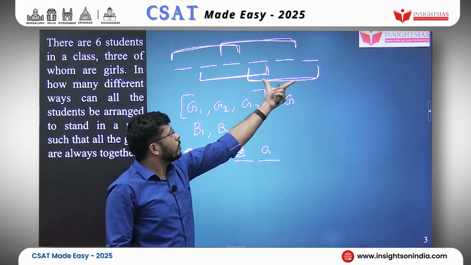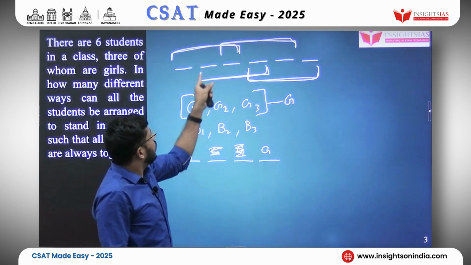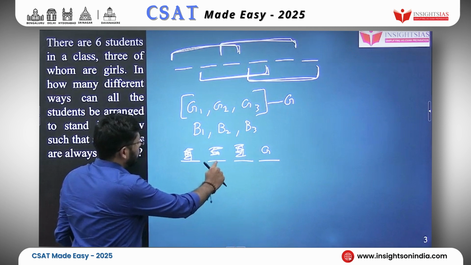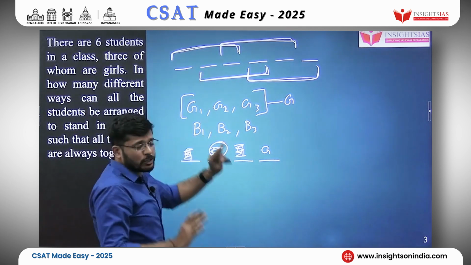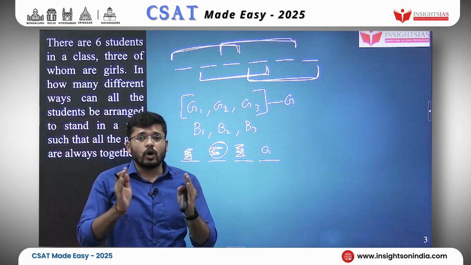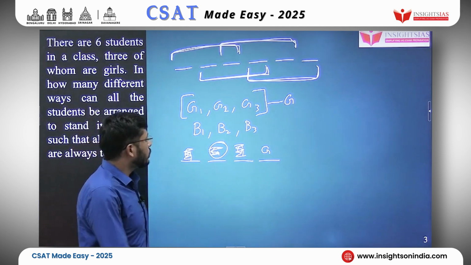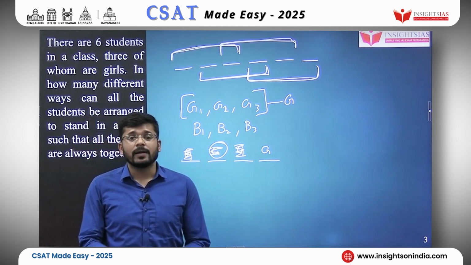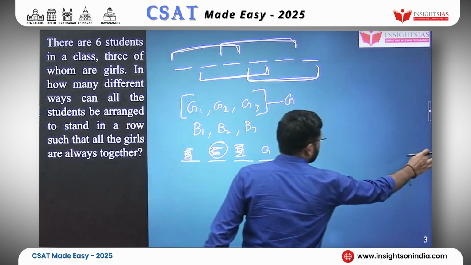Here it was a block, then 3 boys. Or here it was a block, one boy, two boys. So this and this, they are actually equivalent. So how can we answer this question? By considering all the girls to be a single block. Okay. And how many positions will we consider? We will consider that there are only 4 positions. Okay. Let's solve this one now.